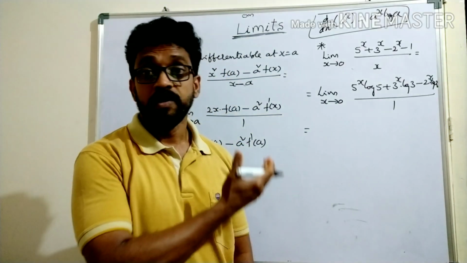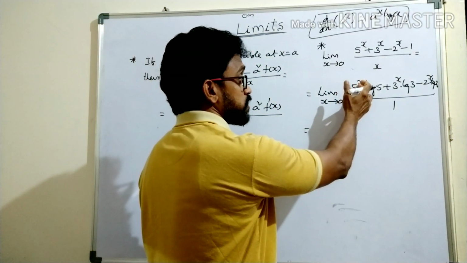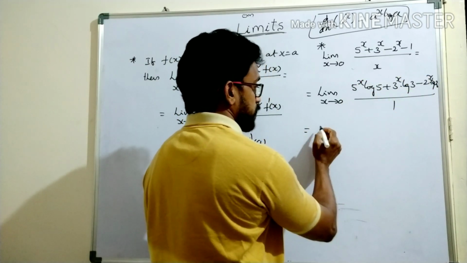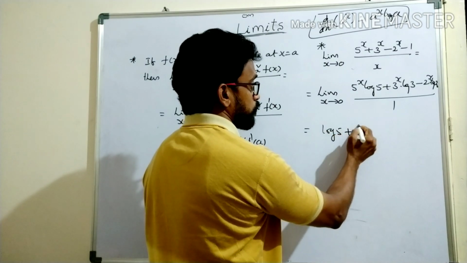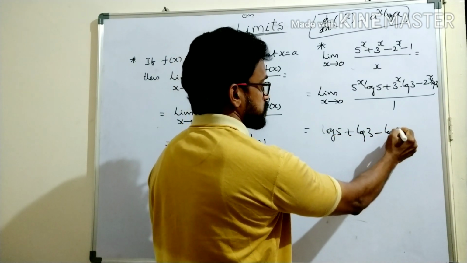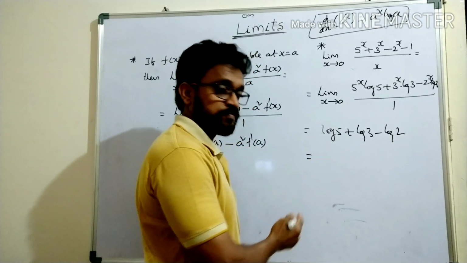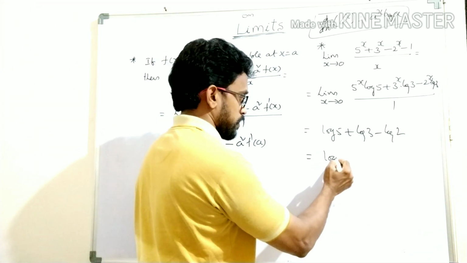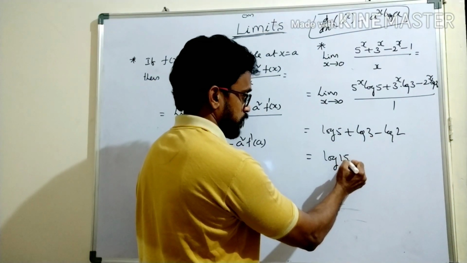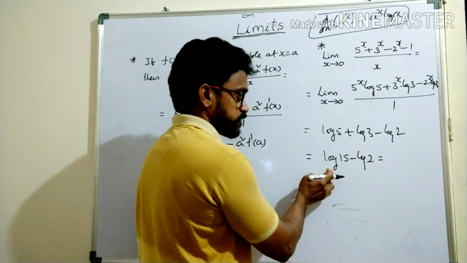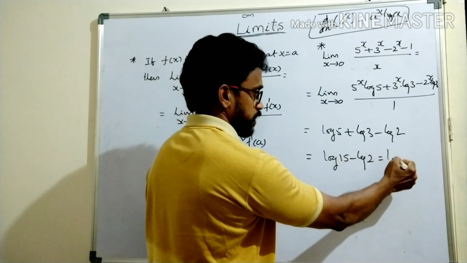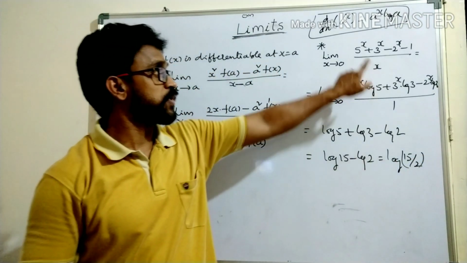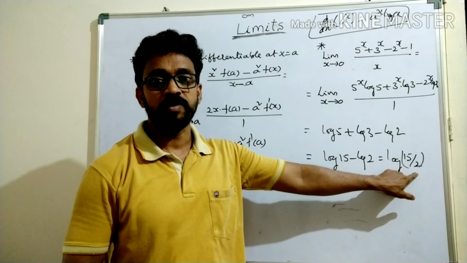Now replace x by 0, what is happening? 5 power 0, 1, 3 power 0, 1, 2 power 0, 1. That means what? Log 5 plus log 3 minus log 2. Using logarithm property, log a plus log b is log ab. So, very clear, log of 5 into 3, 15, minus log 2. Again using log a minus log b, so, very clear, 15 by 2. So, as x tends to 0, this function approaches log of 15 by 2.